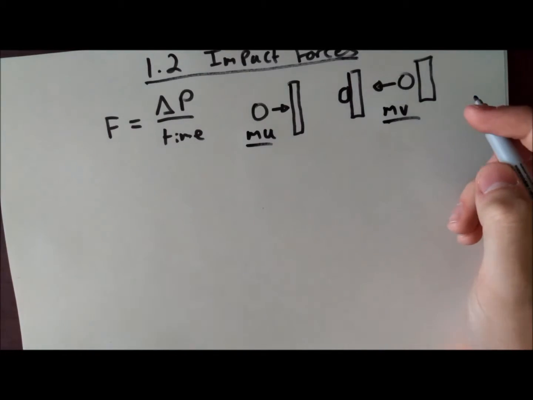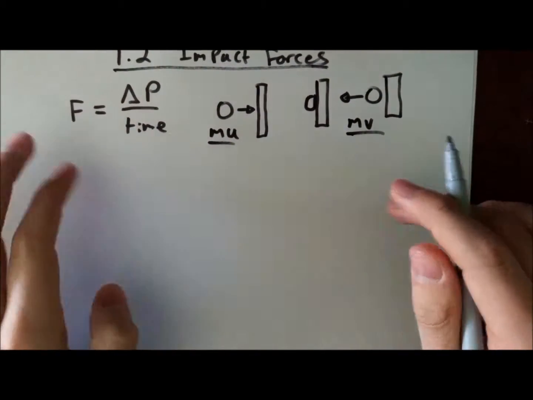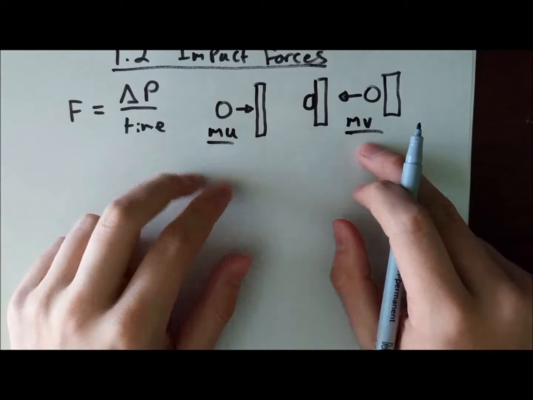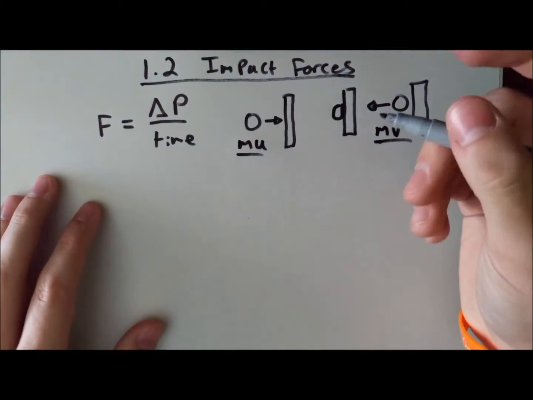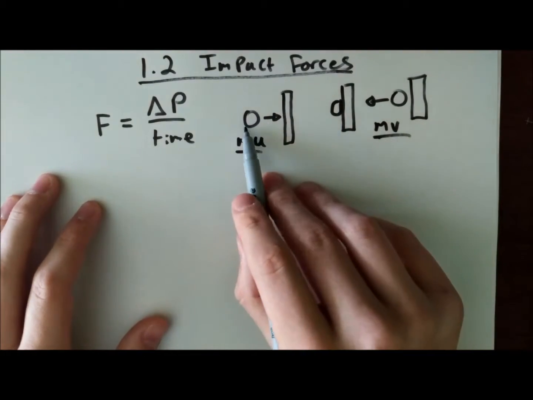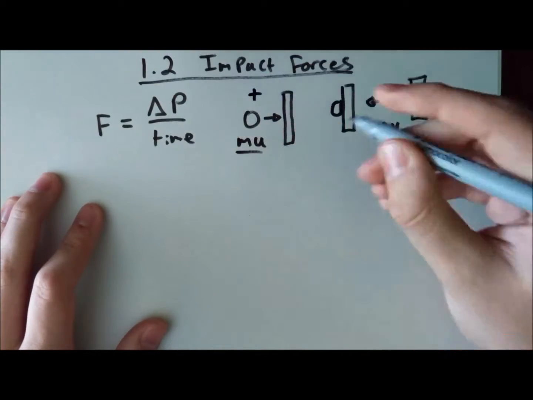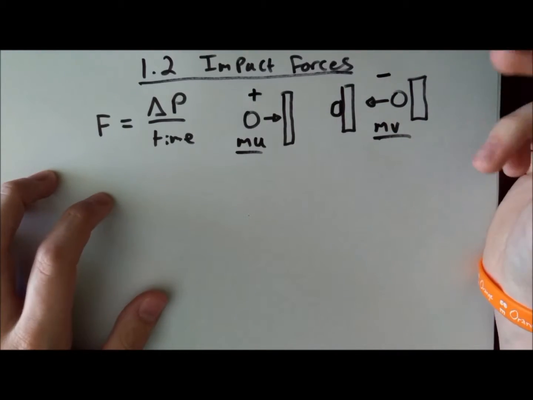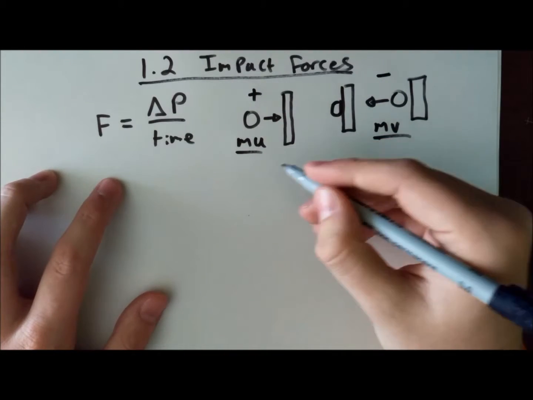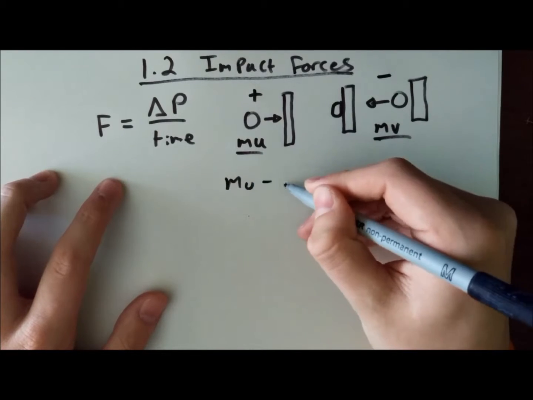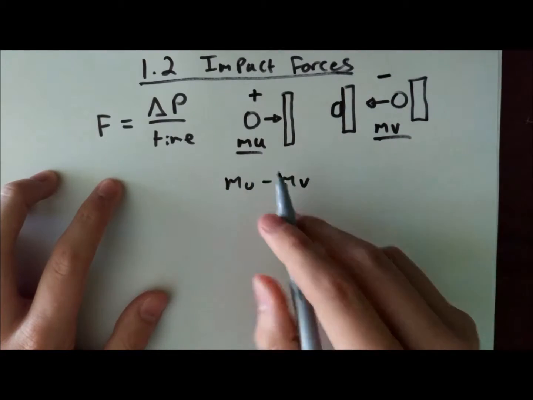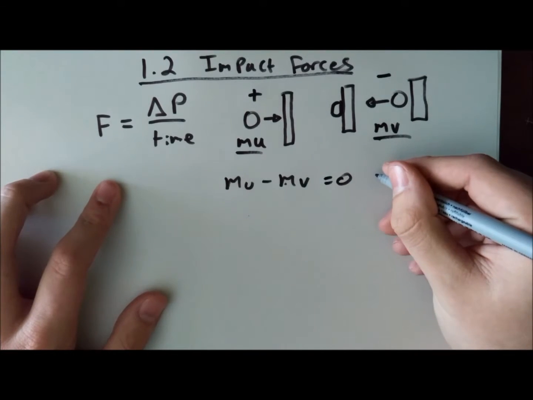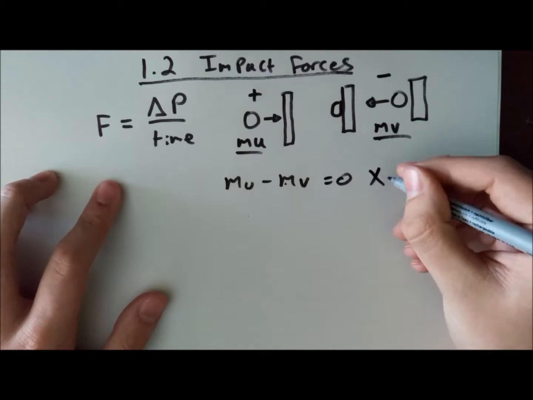Now, to find the total momentum, we basically need to add these together. But to make this simple, we think of to the right as being positive and to the left being negative. So to find change in momentum, we had mu minus mv. But in this case, that would equal 0. And momentum would not be conserved. So this is not correct.